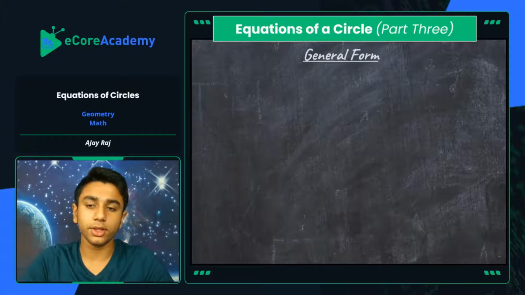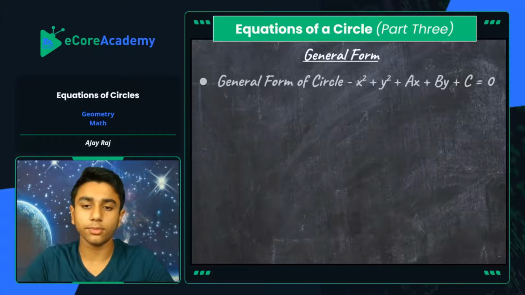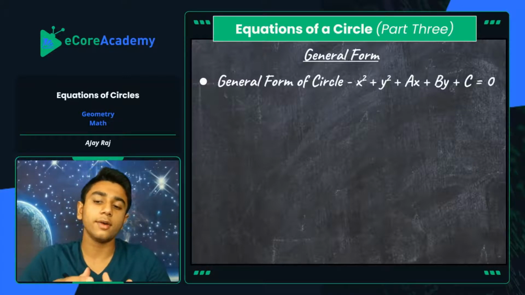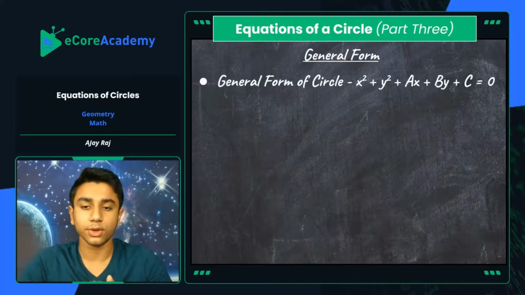Equations of a circle, part 3. Let's look at general form or graphing form. So the general form of a circle, if you know what standard form is for a given parabola, looks quite similar with the ax plus by plus c. But now since it's a circle, we're actually adding on those two squared variables, our x and y. Those values are always going to be squared. So we have our x squared plus y squared plus ax plus by plus c equals 0.